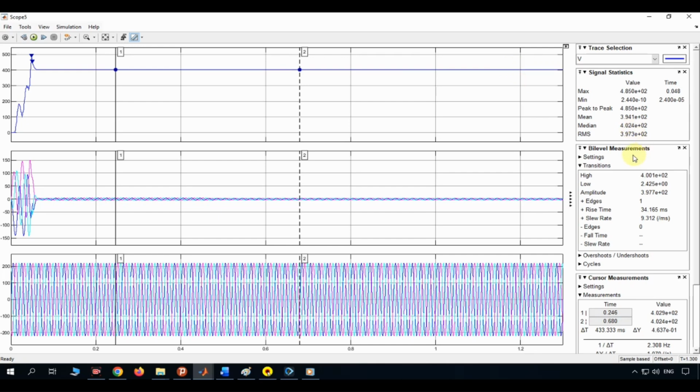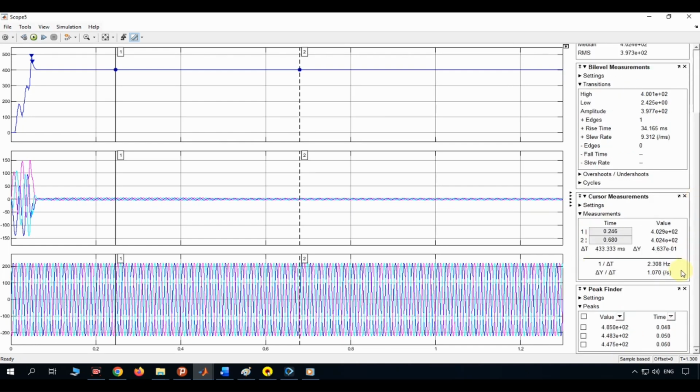The bilevel measurements panel gives us more detail about this startup transition. The voltage rises from a low level of about 2.4 volts up to a high level of about 400 volts. This rising edge takes about 34 milliseconds to complete, which corresponds to a slew rate of about 9.3 volts per millisecond. Only one rising edge is detected, and no falling edge, which confirms that the voltage rises once during startup and then remains stably at its regulated level for the rest of the simulation.